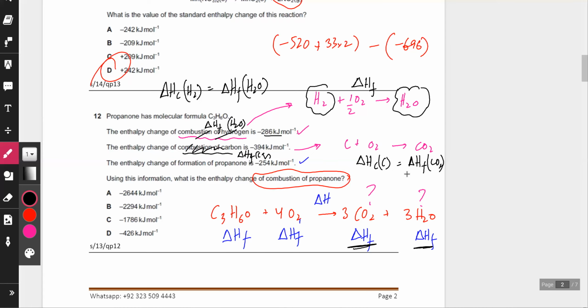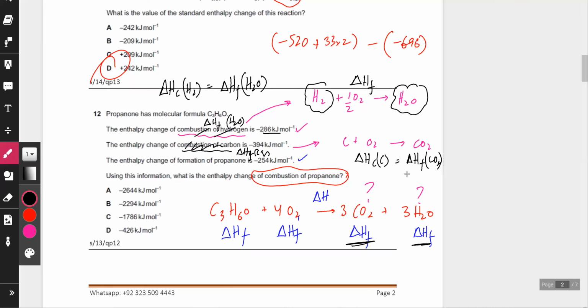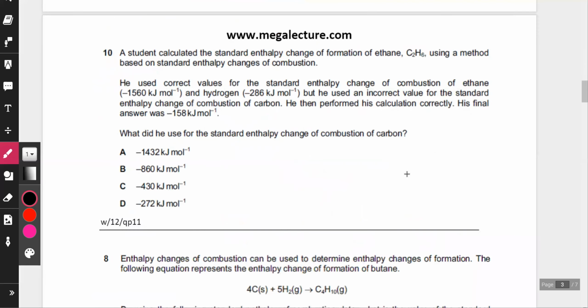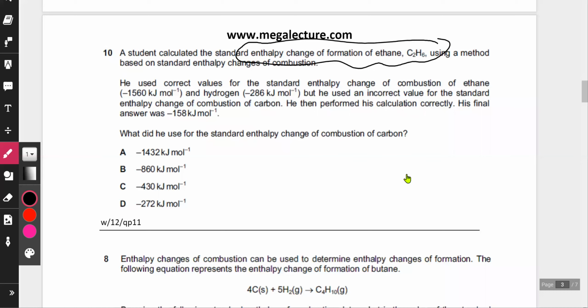Okay, that's fine. So let's try and do this one now. He's saying that a student tried to calculate the standard enthalpy change of formation of ethane, right? Can you tell me what the equation is? Like the formation equation.